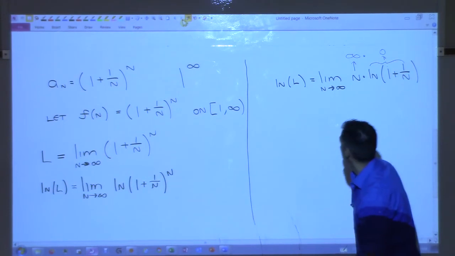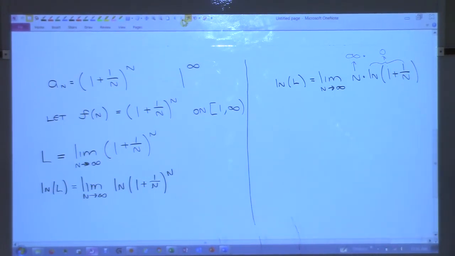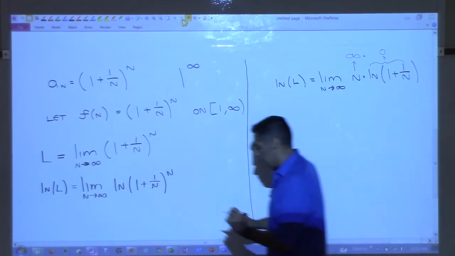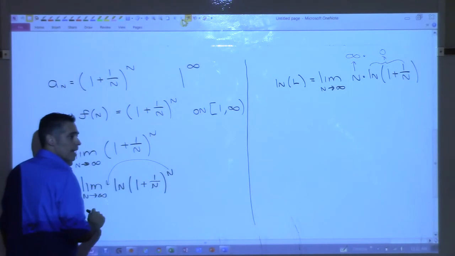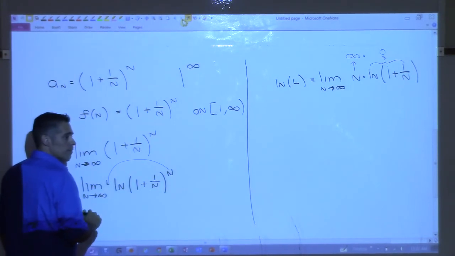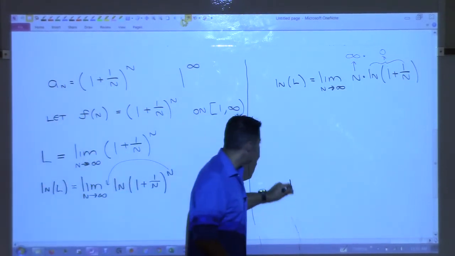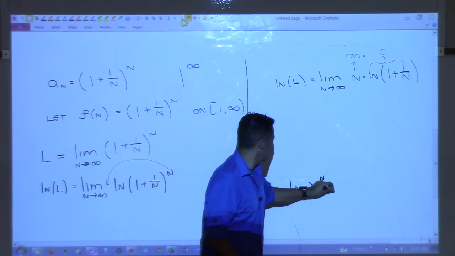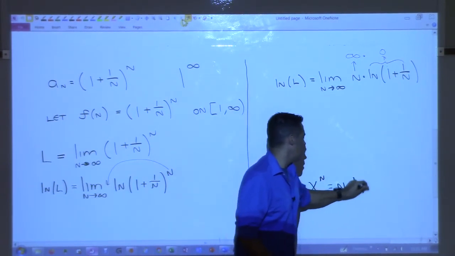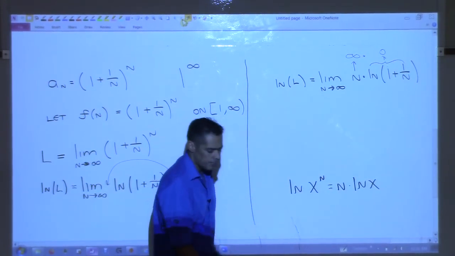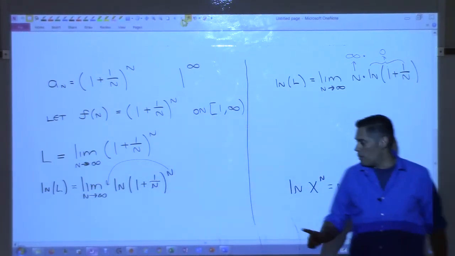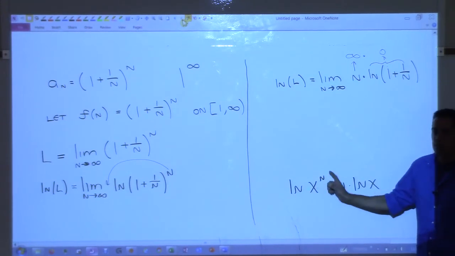Yes? I apologize. What's the purpose of the natural log on this one? This n came out in front. Right. And you can only do that with a natural log. Bring the unknown exponent. The property is this. This is just the property of logs from college algebra. So that n can pop out. Whatever the power is on the argument can come out.